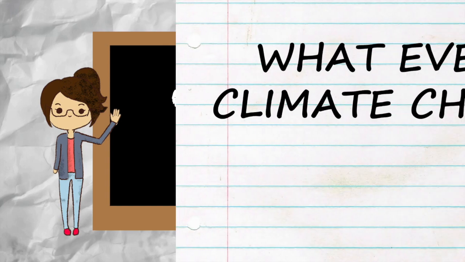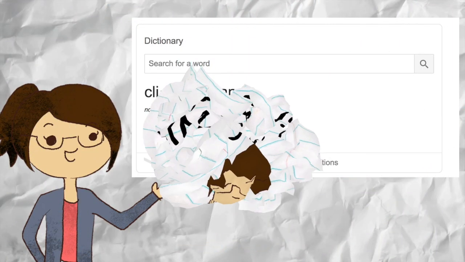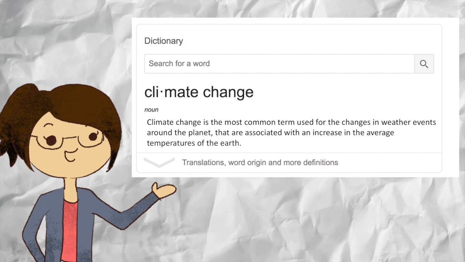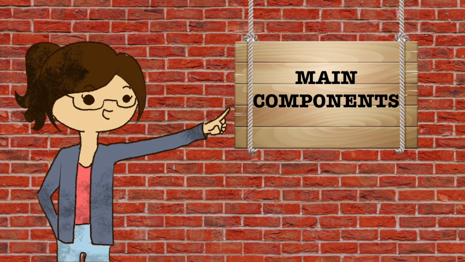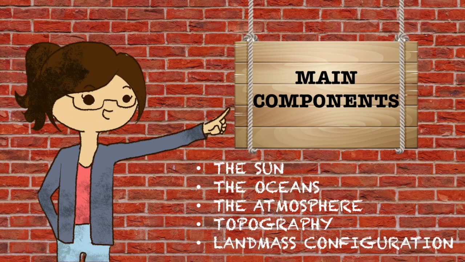But before I even start, what even is climate change? Well, climate change is the most common name used for changes in usual weather events around the planet that are associated with an increase in the average temperatures of the Earth. Let's start with the main components of the Earth's climate system. The main components include the sun, the oceans, the atmosphere, topography, and landmass configuration.